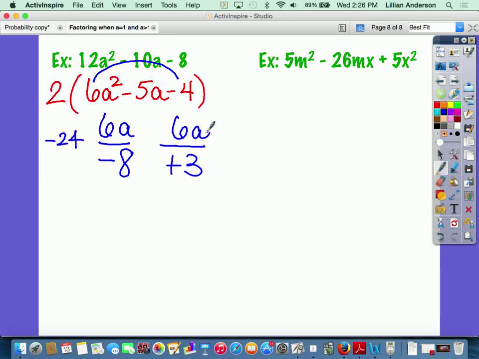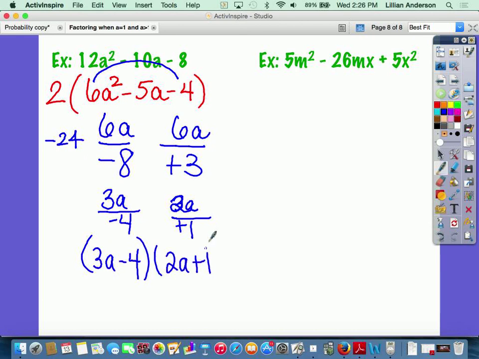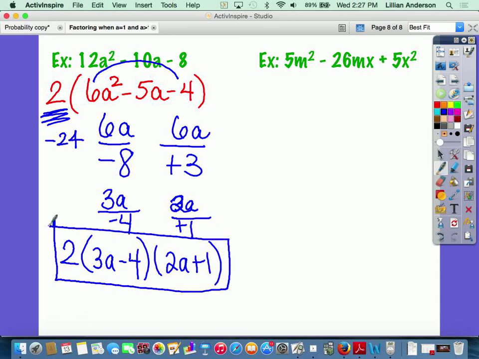And the last step is we reduce and write our binomials. Hopefully you reduced the first fraction down to be 3A over negative 4, and the second fraction you reduced it down to be 2A over a positive 1. So you should have had 3A minus 4 and 2A plus 1, but you cannot forget, you factored out a 2, which was your GCF. So you always bring that down.